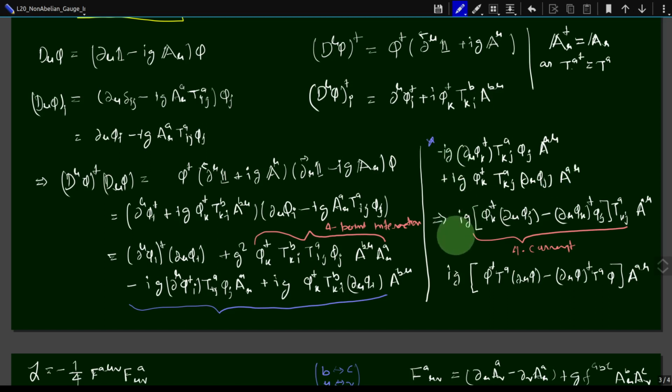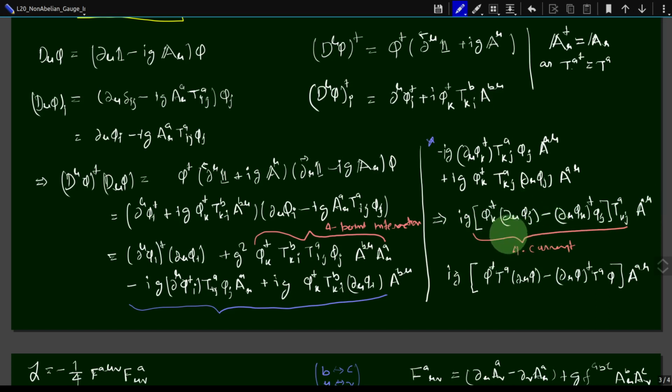Then what I get over here is i times g, phi dagger_k del_mu phi_j minus del_mu phi_k dagger phi_j. The whole thing is contracted with t^a_kj, and that is contracted with A^mu_a. Okay, so this thing in the square bracket, marked in pink over here, is a Fock current.